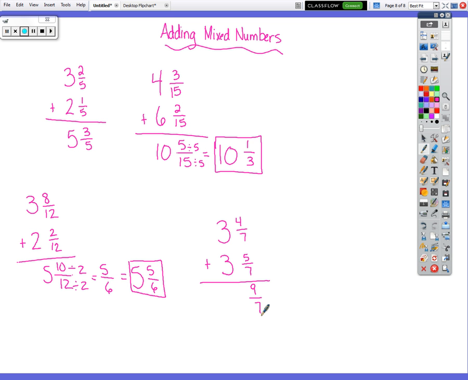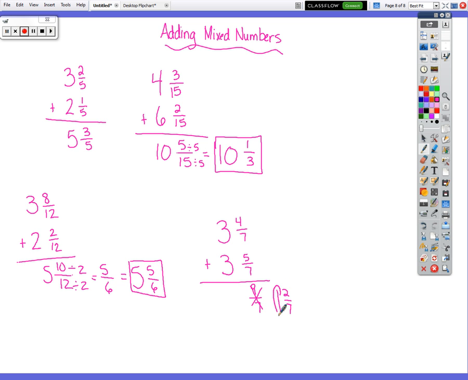Now at this point we've been practicing long enough, so if you can do it in your head, great, do it in your head, because I know 7 goes into 9 one time. And if I count up to 9, 7, 8, 9, I have 2 left over. So this becomes 1 2/7. Well, what I need to do is I'm going to cross off my old fraction.